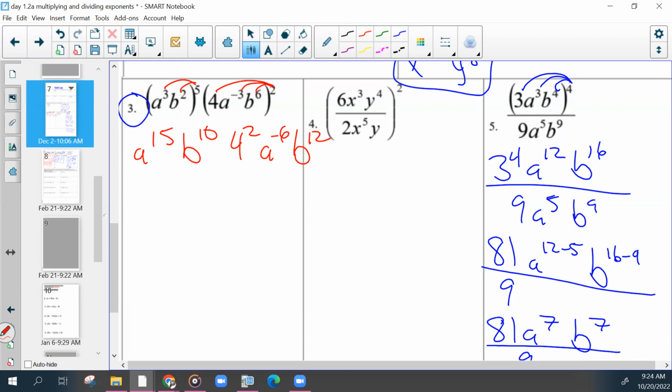4 squared is 16. And then it would be A and B. So if you're not comfortable with skipping all those steps and want to add them individually or multiply them individually, go for it, but you can skip steps. Questions on that one?